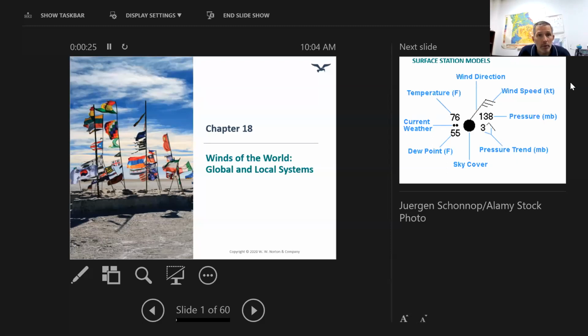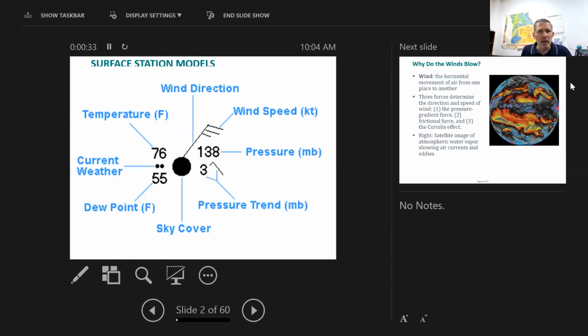All right, today we're going to be talking about Chapter 18, which is looking at winds of the world, global and local wind systems. So this is a common weather station recording, which shows all of the different pieces of information that we've looked at so far in weather. It's going to look at things we talked about last chapter, such as dew point and the actual temperature.